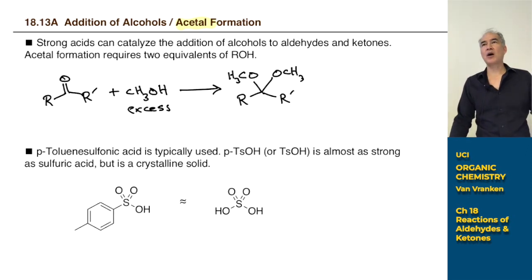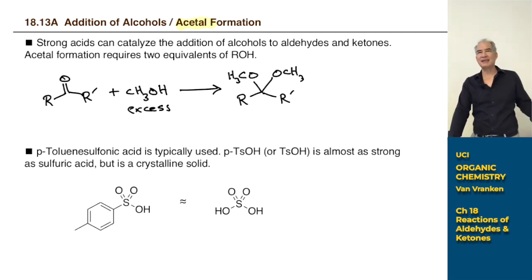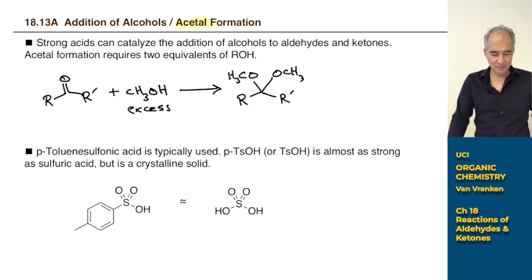Why is that? Because carbonyl groups are stable, C double bond O. Nature doesn't want to get rid of carbonyl groups and replace them with single bonds. The carbonyl group, like CO2, global warming, that's like the ultimate stable molecule. Now, this is a slow process, so how do we speed this up?